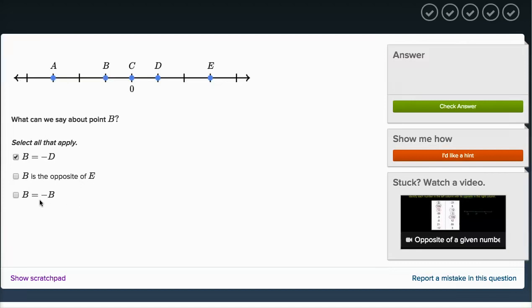And then they say B is equal to negative B. That's saying that B is the same thing as the opposite of B. That is not true. The opposite of B is going to go on the other side of the number line. That's D, which is not B. So this is also not true.